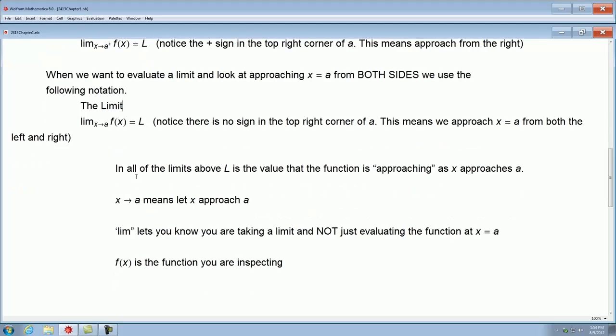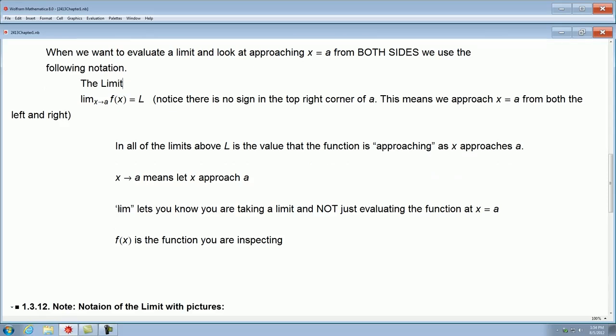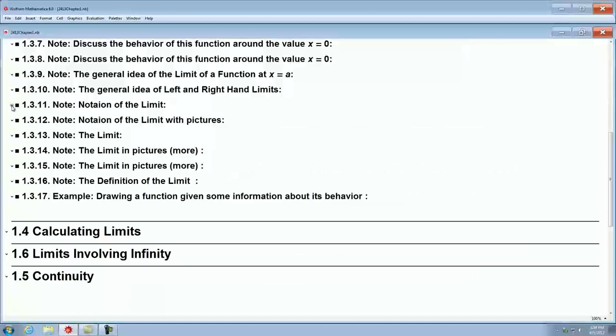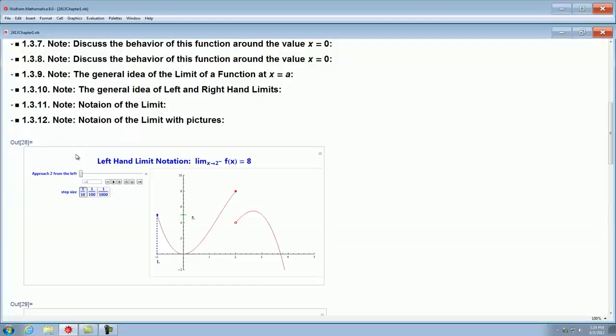And this is just a summary. In all of the notations above, L is the value that the function is approaching as x approaches a. X with the arrow going to a means let x approach a. Lim tells you that you're taking a limit, not just evaluating the function. And of course, f of x is the function that you're inspecting. All right, here's the idea with pictures.